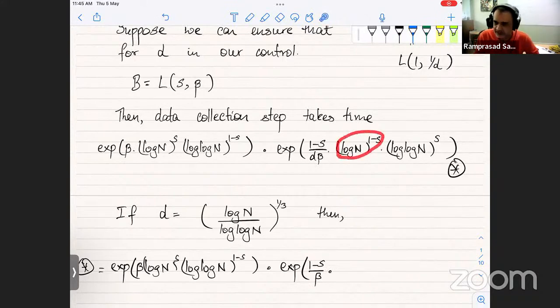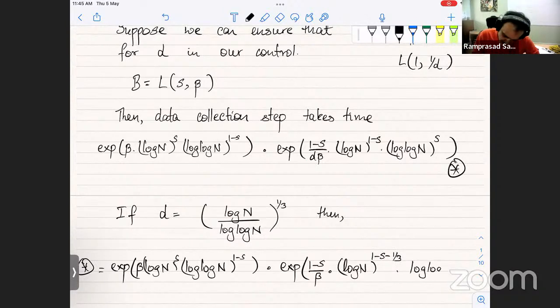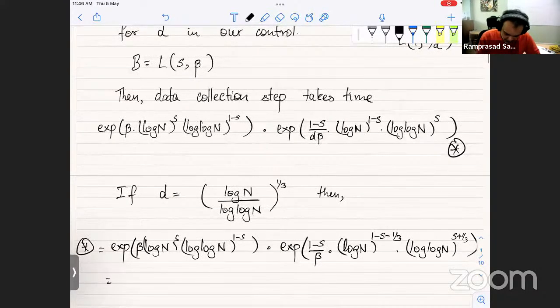I have a log n to the 1 minus s here. And this d is going to contribute a log n to the 1/3 in the denominator, which means I'm going to end up with log n to the 1 minus s minus 1/3. And for the same reason, this is going to be log n to the s plus 1/3. And what is this? This is L of s comma beta, and this is L of 1 minus s minus 1/3, comma this 1 minus s over beta or something.